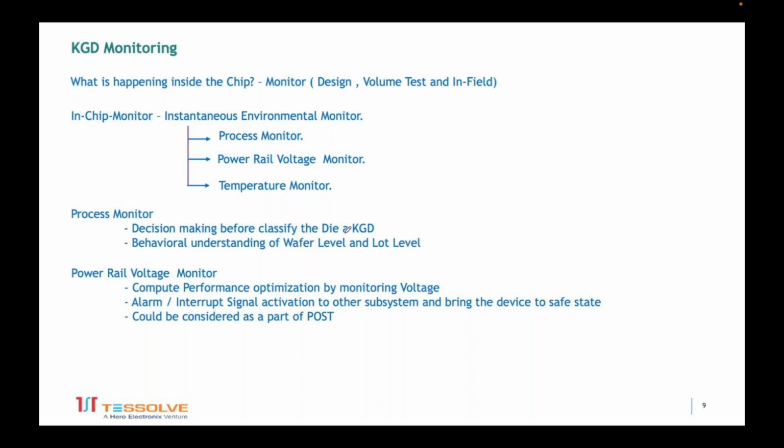And also, if it goes lower or upper threshold of the rail which you're supposed to operate, an alarm interrupt kind of mechanism can be built in, so that an operation can take place in the device, in the sense of whether we should lower the compute performance required in that device, or bring it to a safe state. Those kinds of analysis can be done from the firmware level also.